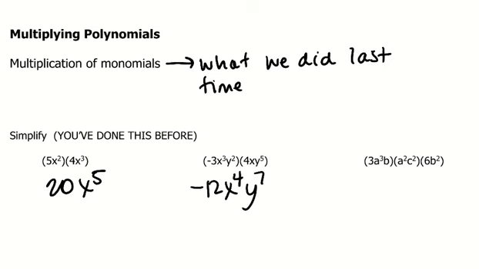Over here, the numbers I've got are 3 and 6, which is 18. A to the 3, 4, 5. B to the 1, 2, 3. And C to the 2. So this should be very familiar. We did this last time. We practiced this plenty. We're ready to move on.